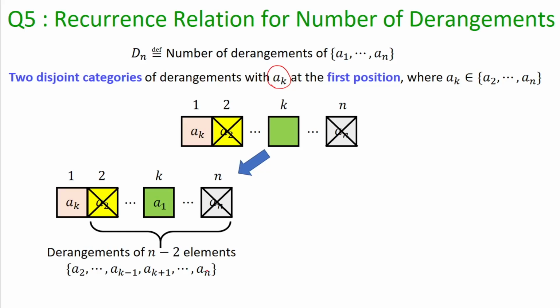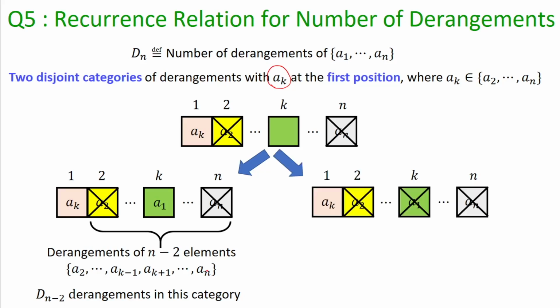In that derangement, you add the following positioning. You put ak at the first position and you put a1 at the kth position. That will give you a derangement for the n elements. And as per my definition of derangement, there are d of n minus 2 ways of deranging the n minus 2 elements. So this gives you the first category of derangements where ak is occurring at the first position.